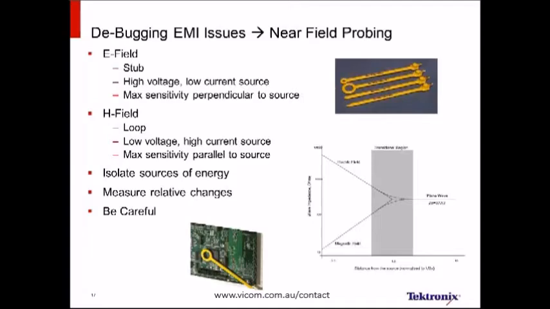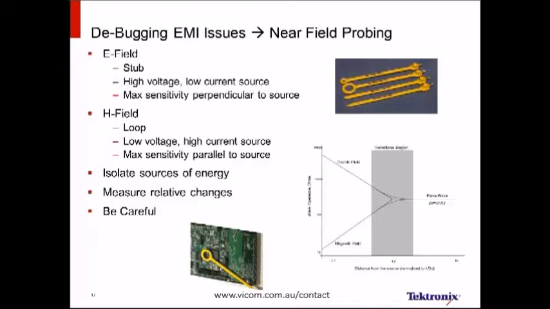When we're thinking about using an E-field probe, we have to keep in mind that our max sensitivity of the probe is when the probe is fully perpendicular to the PCB. In general, E-fields are associated with sources that have a high voltage but low current. Conversely, from an H-field perspective, the maximum sensitivity for an H-field measurement is when the probe is parallel to the board, not perpendicular. From an H-field perspective, usually those sources are low voltage but high current.